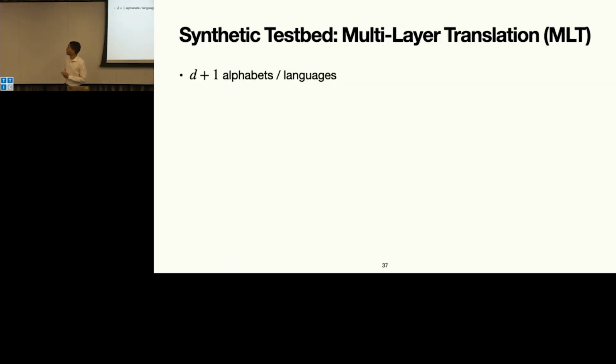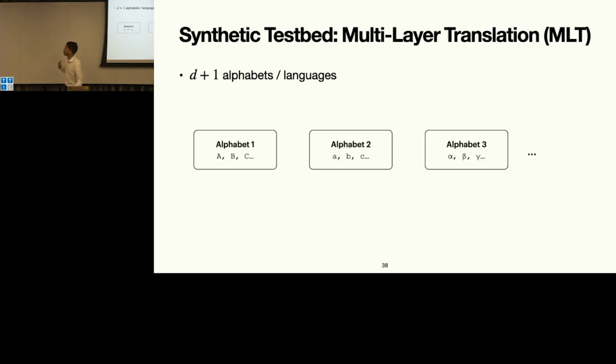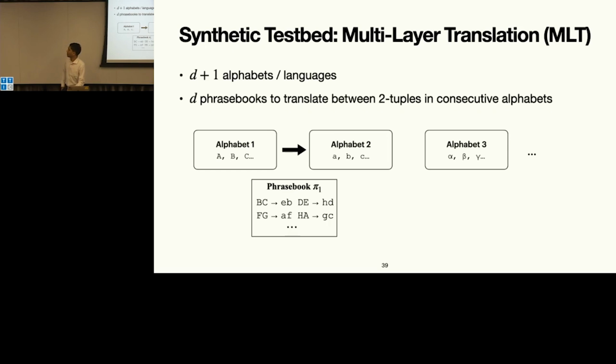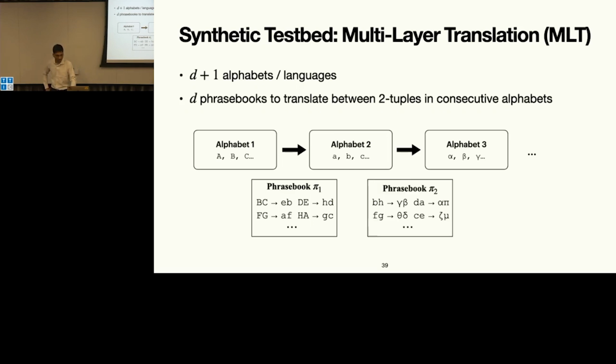So let's describe the synthetic multi-layer translation task. In our task, we had multiple alphabet sets which contained generic alphabets, and we had many rule books or phrase books that contained rules to convert two-tuples of characters from one alphabet set to another alphabet set. And we also had other phrase books that connected alphabet set 2 to alphabet set 3, and so on and so forth.